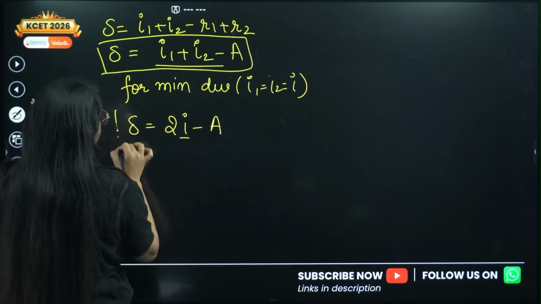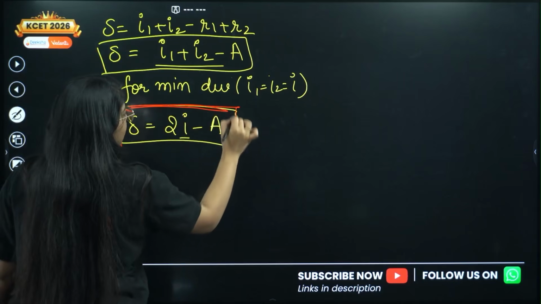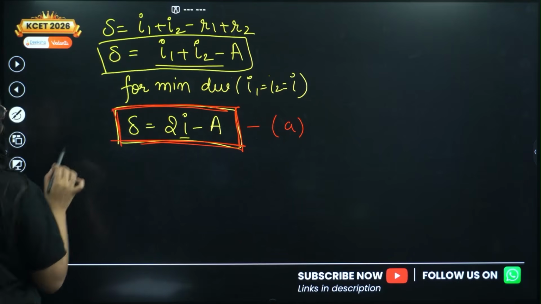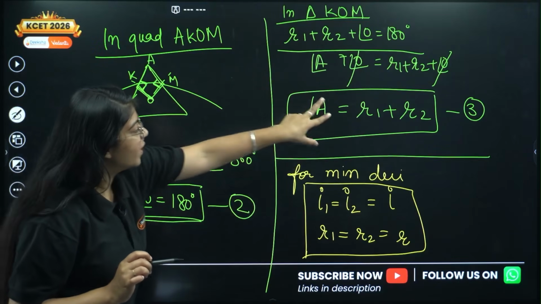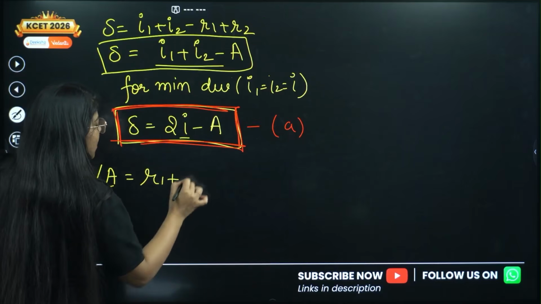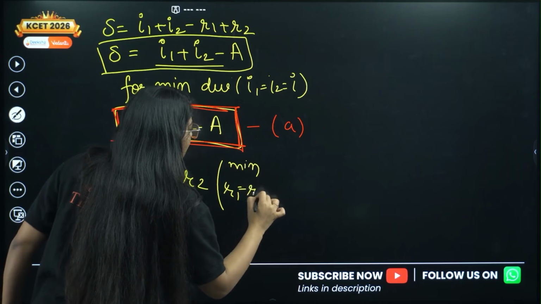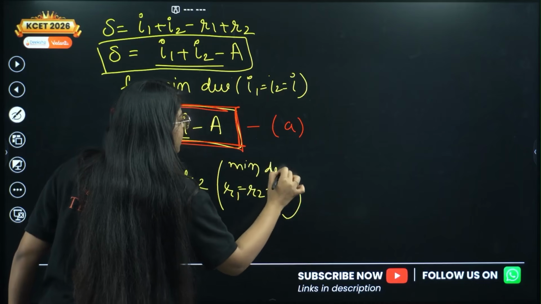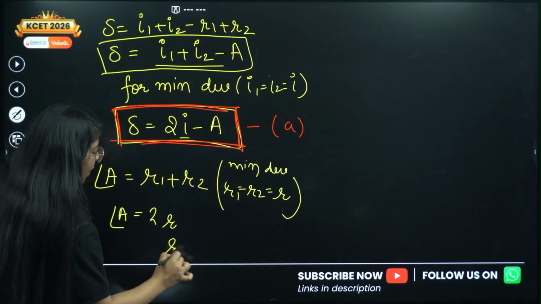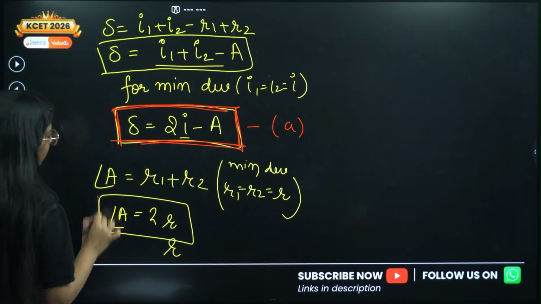Let's just keep it till here. This is one of the main equations that we'll need after. Let's name this as A equation. Then another equation we had, I told you, very important, this one, that is angle A equals R1 plus R2. Now for minimum deviation, R1 equals R2 equals R, correct? This is the condition. So angle A will become 2R, and again this is the main equation. Let's just keep it here for now.